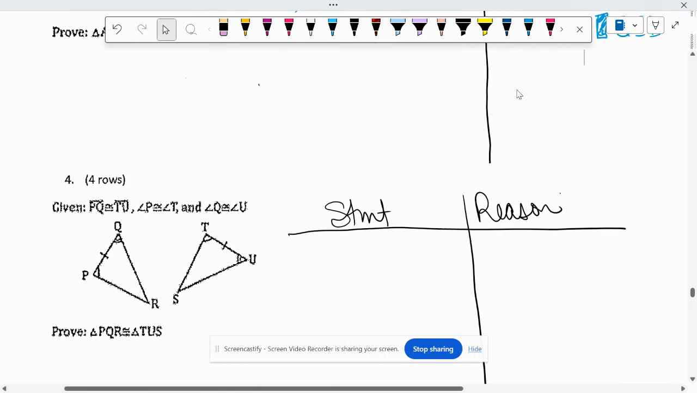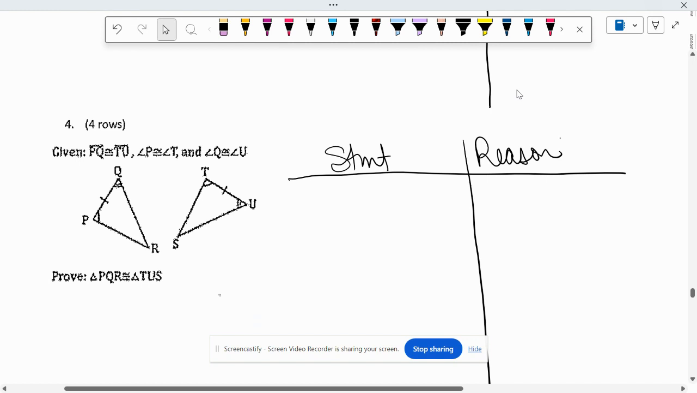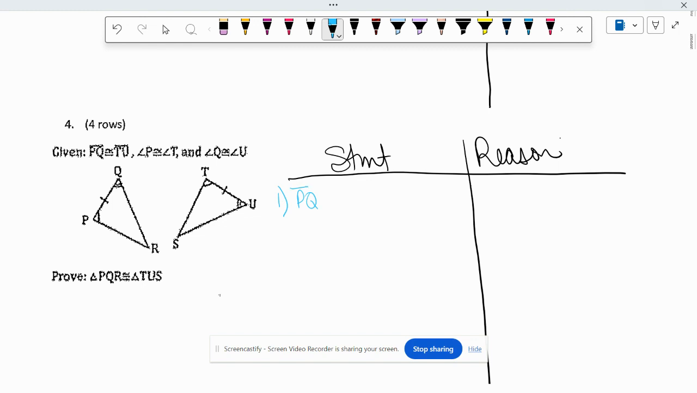Okay. So who feels like they can do this whole proof? Okay, go ahead. Well, on your statement, you're gonna have PQ is congruent to TU. So segment PQ, that's given, congruent to segment TU. And you're also gonna have. Hang on a second. Sorry. Let's mark it on our triangle. Make sure that we mark what we're writing down. So PQ, TU. Okay. Keep going.